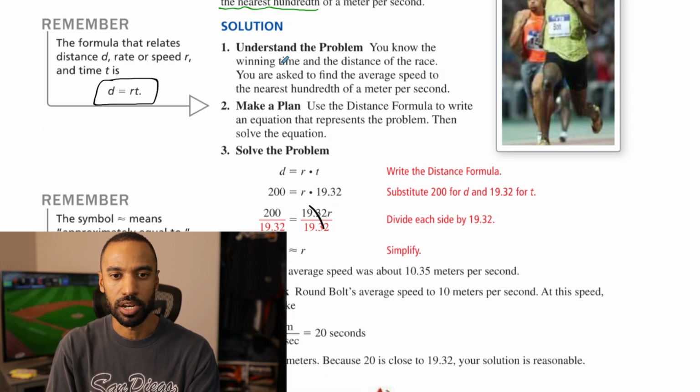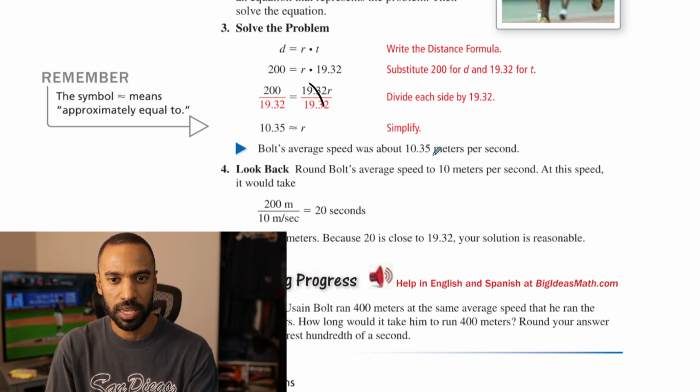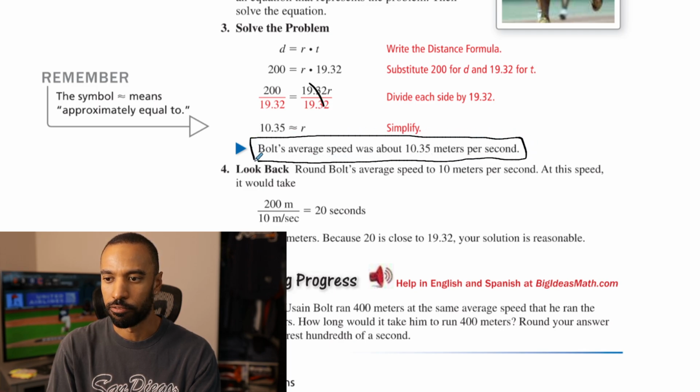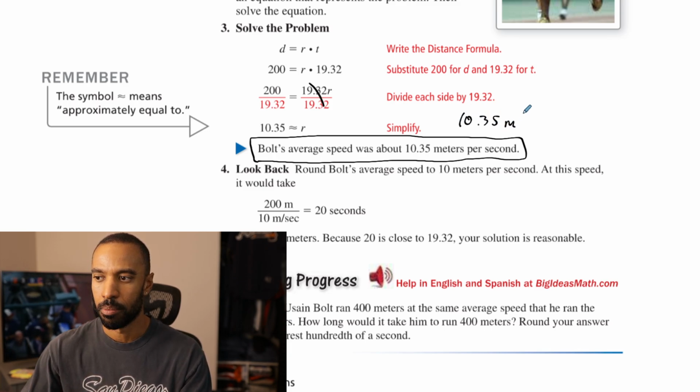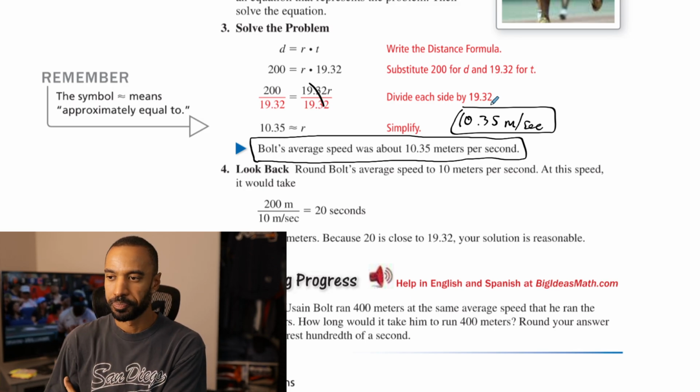They said round to the nearest hundredth of a meter per second. So Usain Bolt's average speed was about 10.35 meters per second. There's the final answer for a problem like this. Will I write the full thing in sentences each time? No, I'll probably do 10.35 meters per second like that, and we'll be good. And I'll say the rest out loud.